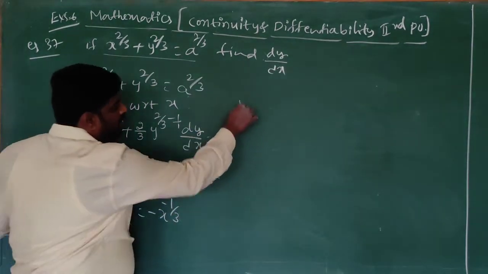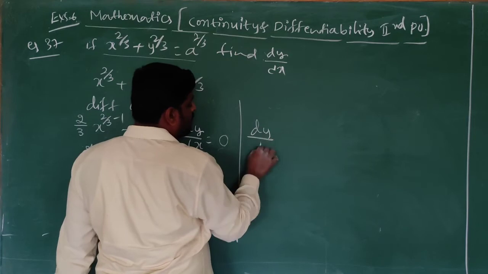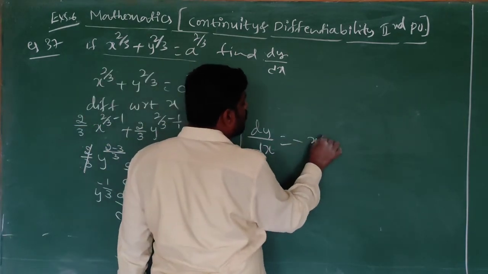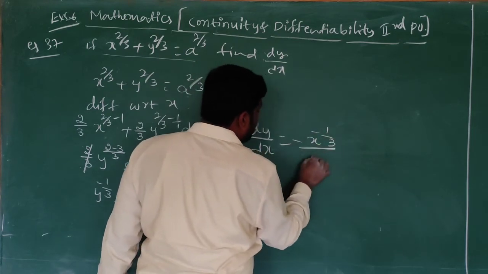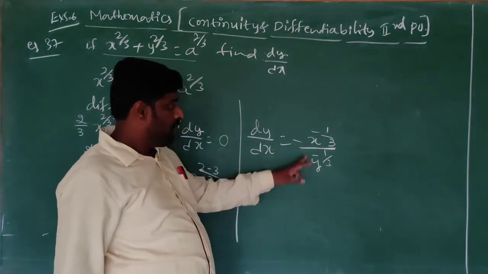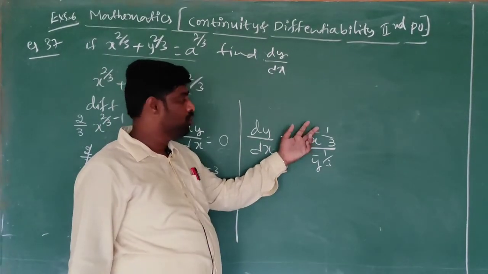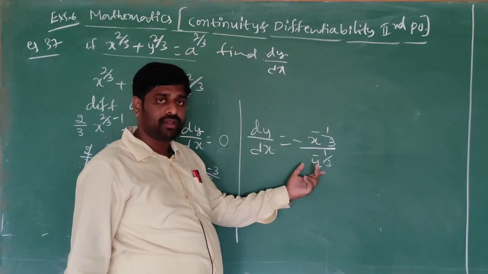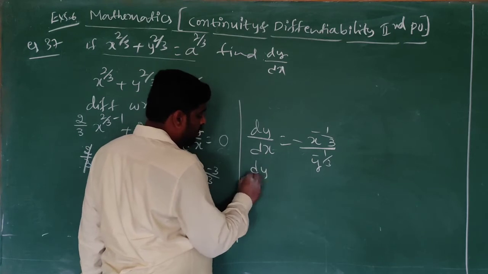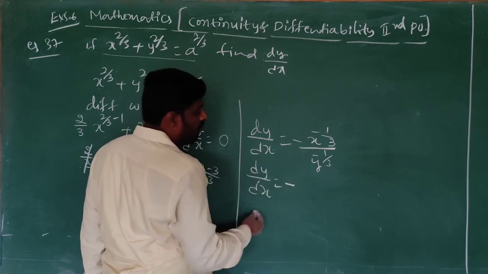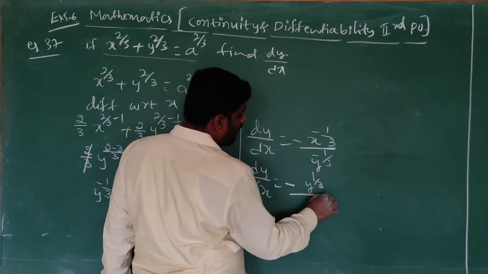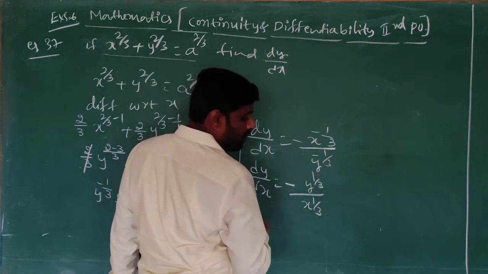Now I want to find dy by dx. dy by dx is equal to minus x to the power of minus 1 by 3 divided by y to the power of minus 1 by 3. When you interchange numerator to denominator and denominator to numerator, it becomes positive. dy by dx is equal to minus, this one will come to the numerator, y to the power of 1 by 3 divided by x to the power of 1 by 3.